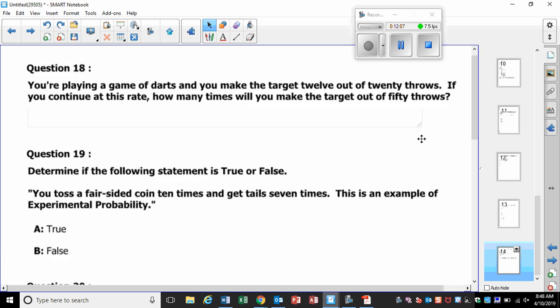Question 19. Determine if the following statement is true or false. You toss a fair-sided coin 10 times and get tails 7 times. This is an example of experimental probability. True or false?